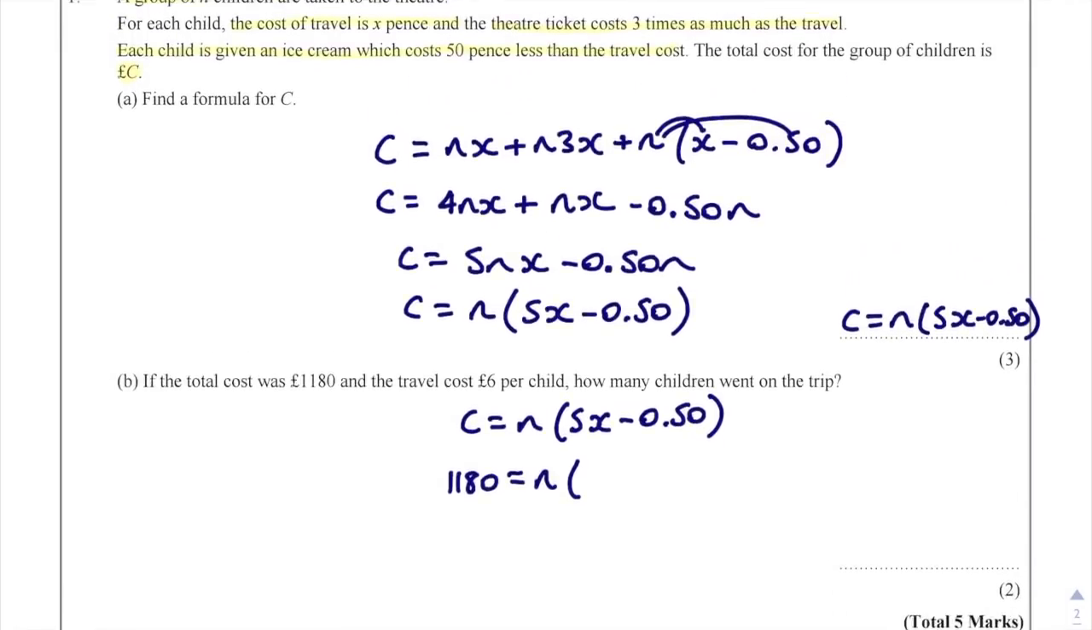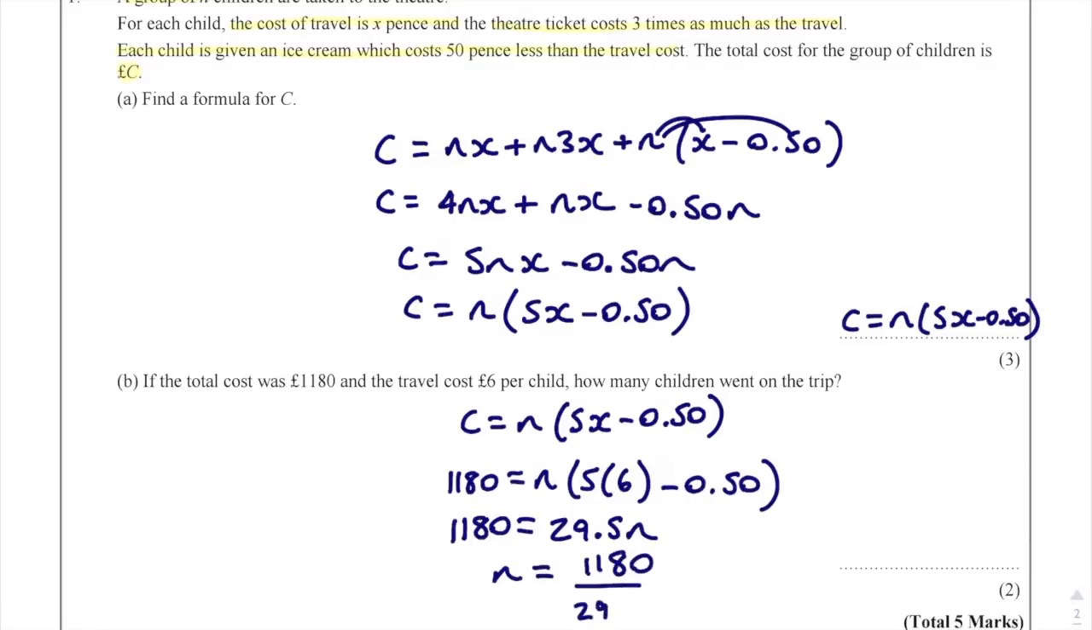And x, if you remember, is the travel cost. And we're told that the travel cost per child is £6, so it's going to be 5 multiplied by 6 minus 0.50. Now we can simplify everything in the bracket, because it's just 5 times 6, which is 30, minus 0.50, which is 29.5. So we're going to get 1,180 equals 29.5n. And then we can divide both sides by 29.5 and we'll get our value for n. So n equals 1,180 divided by 29.5. And if you type that into your calculator, you will get an answer of 40. So that is part B.